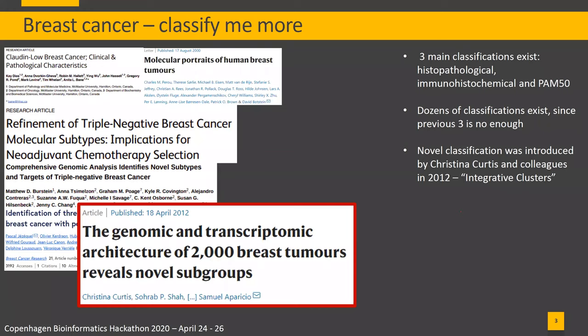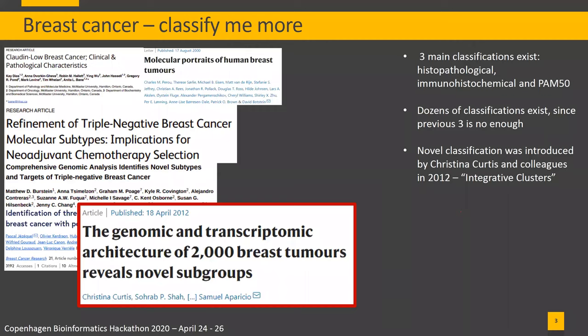Some examples of classifications are on the slide. What I will presumably be speaking about in this project is an old classification introduced in a paper by Christina Curtis in 2012. She called it an integrative cluster classification. What the authors of this paper did was take 2,000 samples of breast cancer, use data on copy number alterations and gene expressions, make some multi-omics clusterization, and come up with a classification of 10 different clusters.